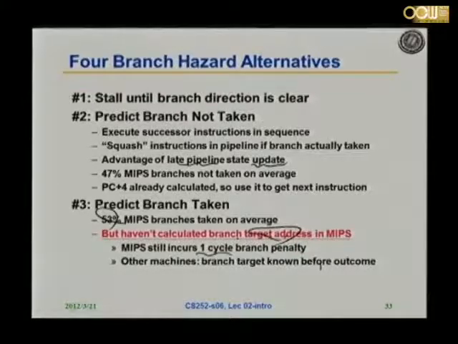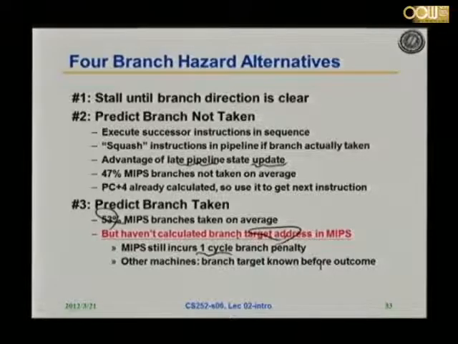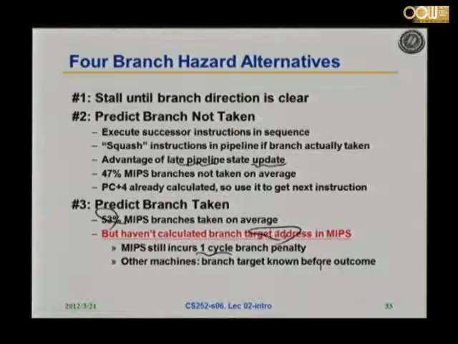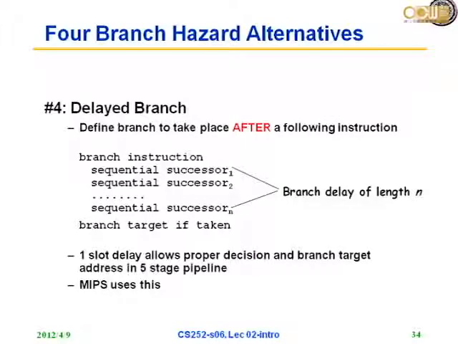So the penalty is to basically do that, right? No, without that. If you want to calculate the target address, the best you can do is to do that during the decode. Okay, so there's already one cycle penalty. And number 4 is to use delayed branch. We talked about this previously, so I'll skip this part. Okay, so do you have any questions so far?